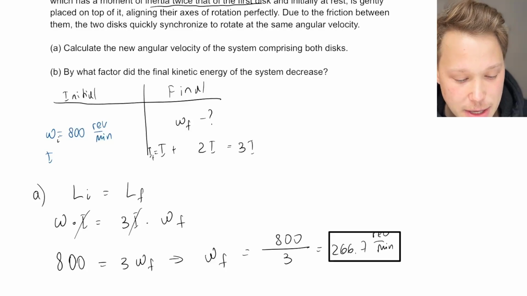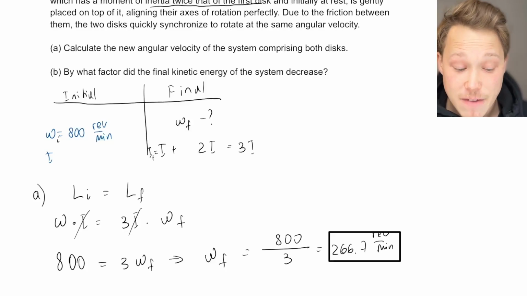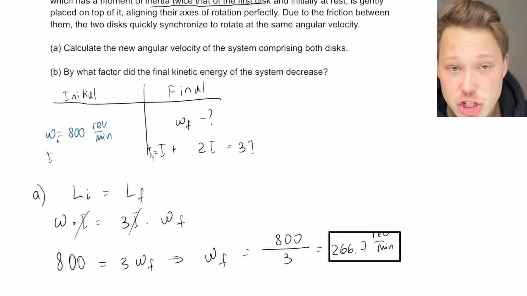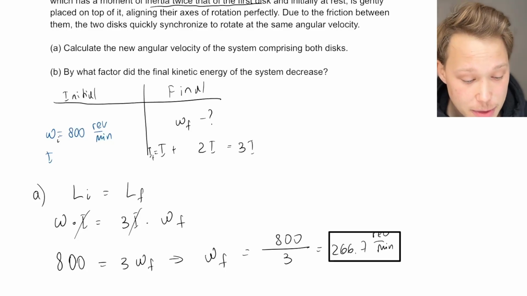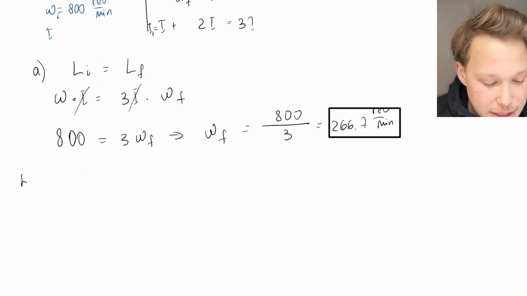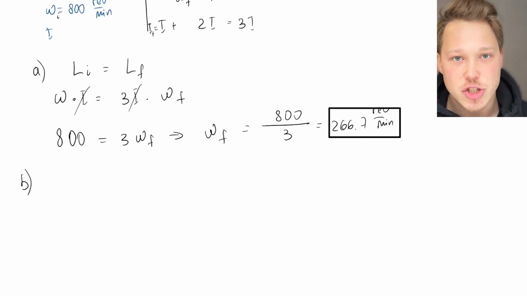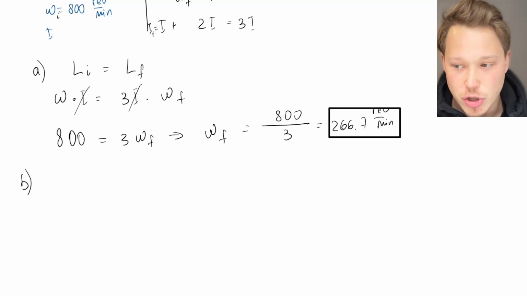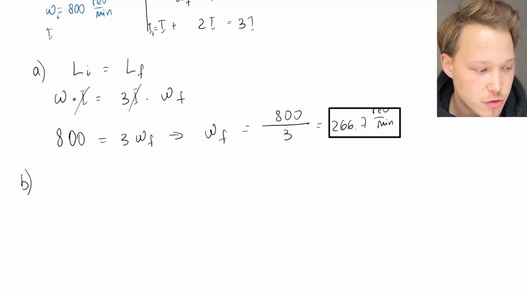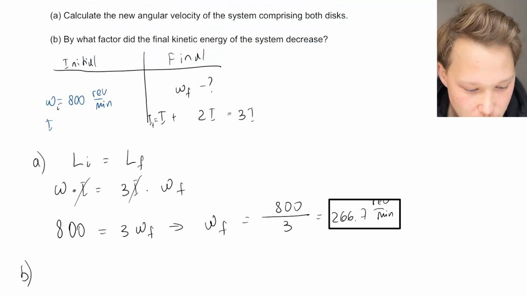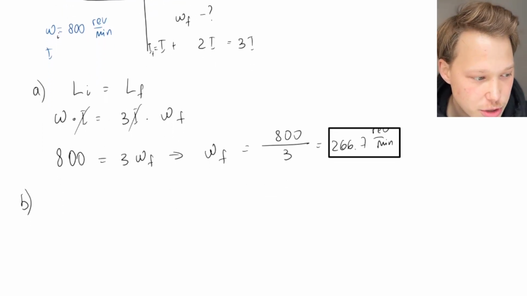Now, in part B, they're asking us by what factor did the kinetic energy of the system decrease? So let's take a look. As you remember, nothing says that kinetic energy has to be conserved, right? So the total energy in this problem will be conserved, but the rotational kinetic energy will not be.